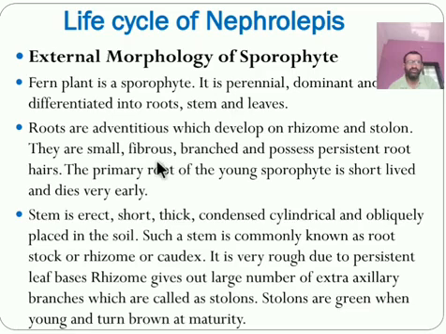The roots are small, fibrous, branched and possess persistent root hairs. The primary root of the young sporophyte is short-lived and dies very early. This is about the root. The primary root of the young sporophyte dies at a very early stage, and it is short-lived.